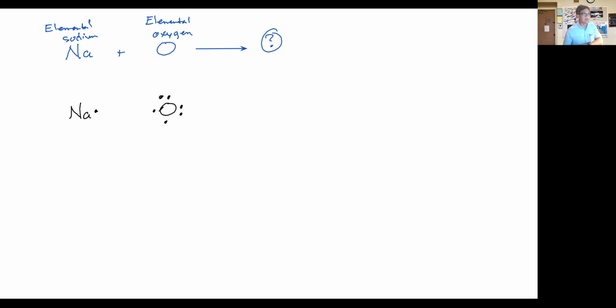So let's consider what's going to happen here. What we learned earlier is that sodium has to lose 1 electron. So sodium's going to lose 1 electron in order to become stable as a sodium ion. Oxygen, on the other hand, needs to gain 2 electrons in order to become stable and get a 2 minus charge. So oxygen needs to pick up 2. Sodium can only give up 1. What do you think is going to happen?